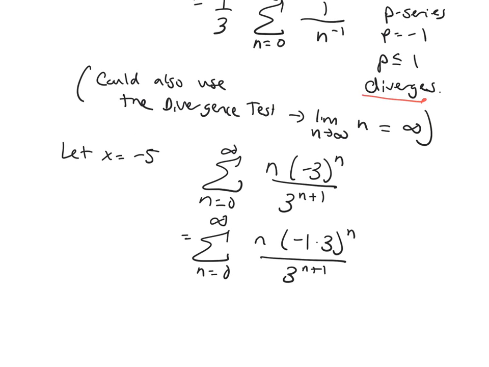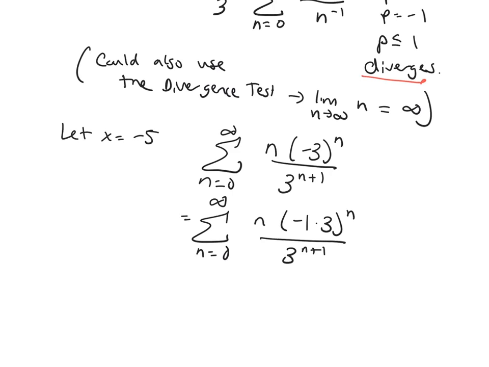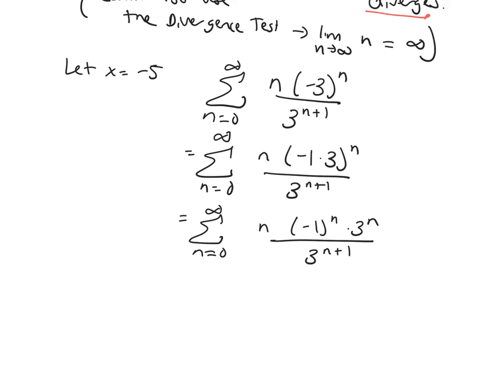And we can use our rules of exponents to break that up as n times -1 to the n times 3 to the n over 3 to the n plus 1. And now they both have a base of 3 going on. So I can use the same trick I did last time. I can simplify this 3 to the n and 3 to the n plus 1 is a 1/3. And I can pull it out in front. And I have -1 to the n times n.